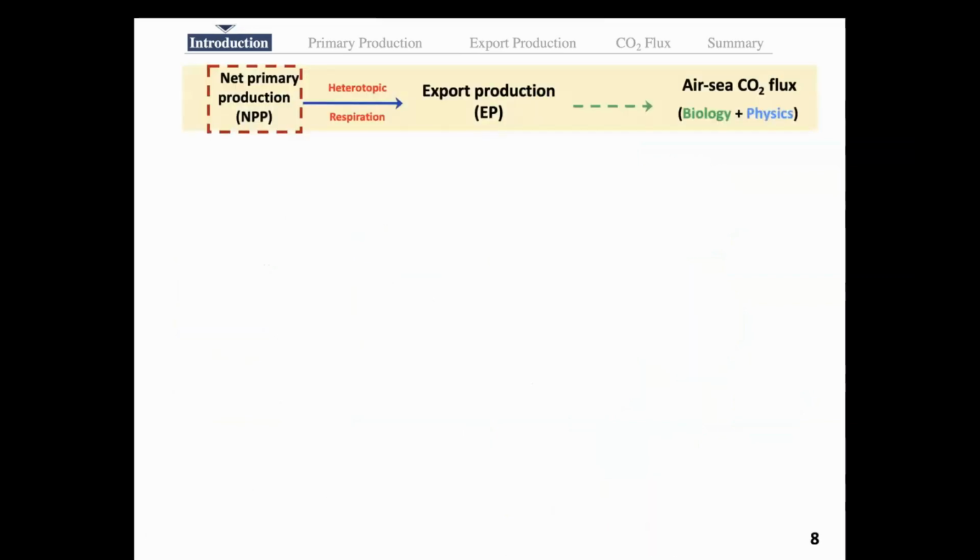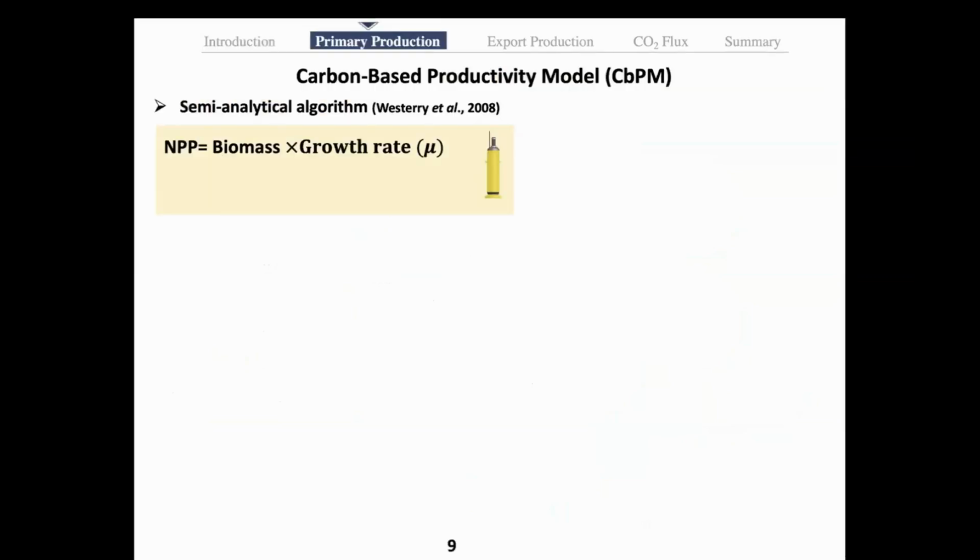Now I will show you how I derive the first parameter in this equation, NPP. NPP in my study was estimated from the float observations combined with the carbon-based productivity model, CBPM. The NPP in the CbPM is a product of the biomass and growth rate. The former term can be estimated from the float-measured POC, as you just heard. The latter term is a function of the POC to chlorophyll a ratio and light availability, which reflect the impact of environmental stress on phytoplankton growth.